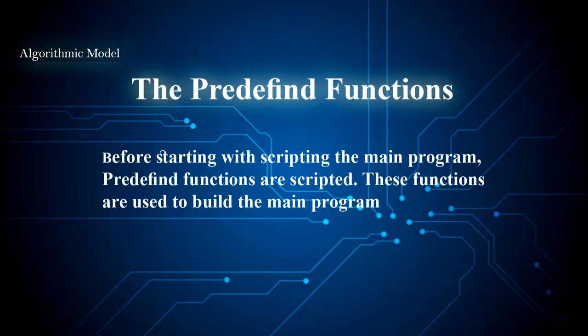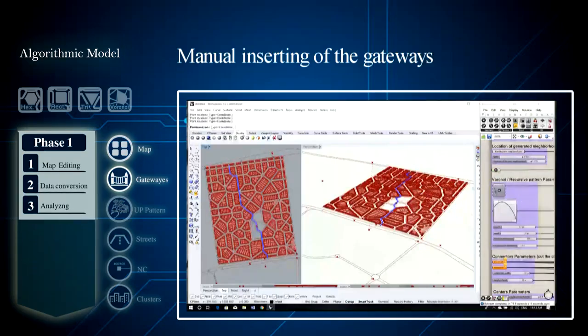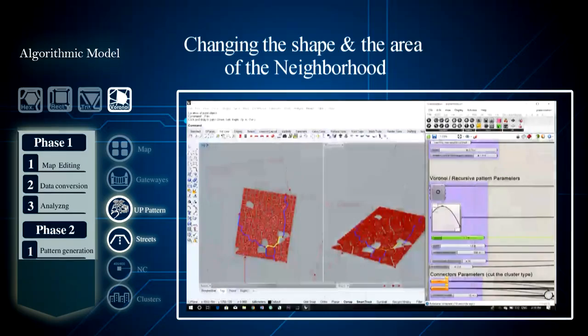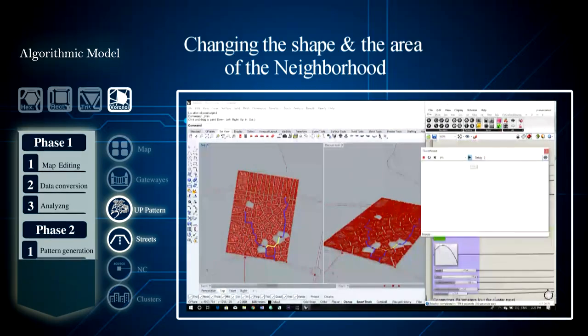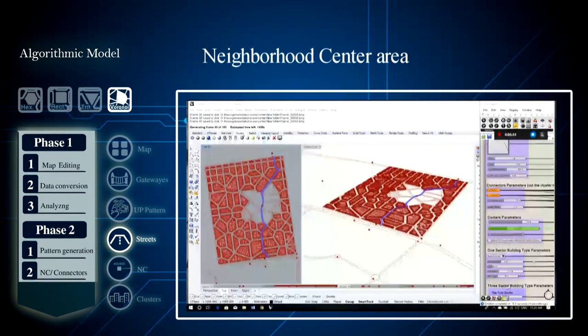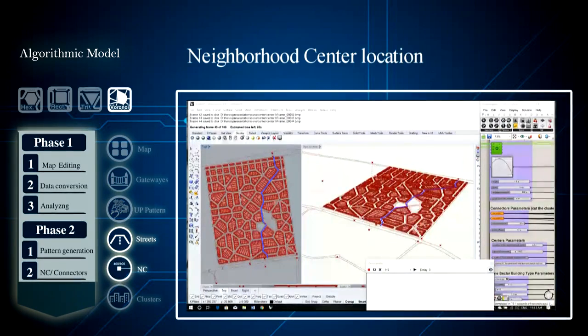The study also proposes 9 predefined functions for neighborhood parameters. These functions are used to build the main model. The user has the ability of manual inserting of the gateways and controlling the neighborhood area. One of the important parameters in the neighborhood is neighborhood center. Its area and location can be also controlled.